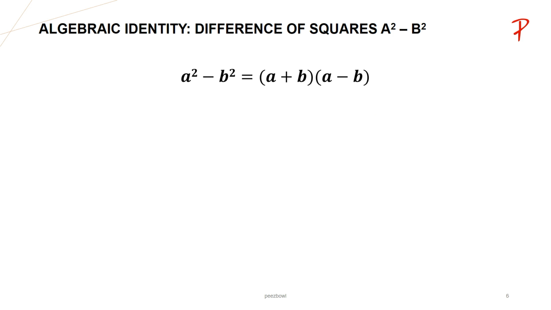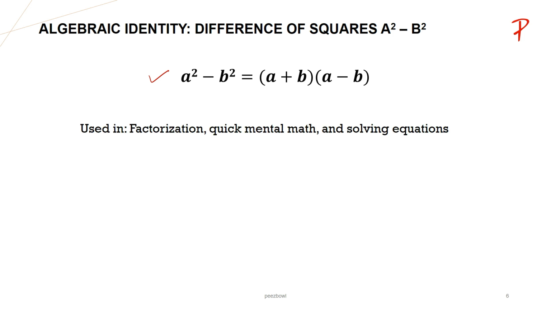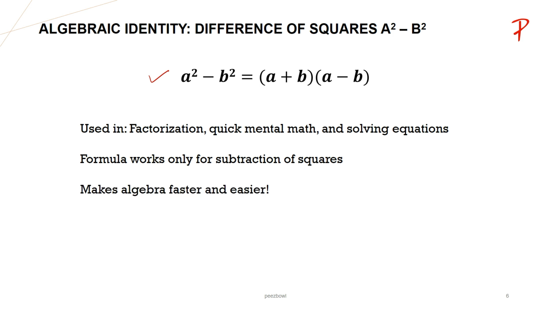Okay, let us wrap it up. We learned a simple yet powerful algebraic identity, that is a square minus b square is equal to a plus b multiplied by a minus b. This is used in factorization, quick mental math and solving equations, right? This formula works only for subtraction of squares. This makes algebra faster and easier, right?